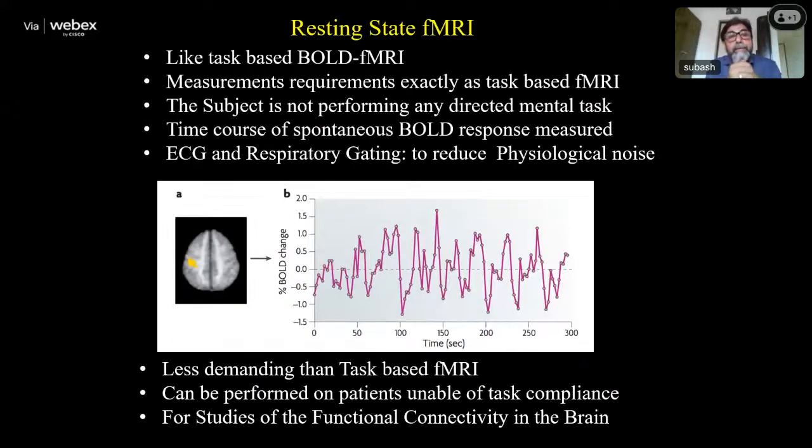So resting state fMRI is like task-based fMRI only, and the measurement requires exactly the same as task-based fMRI. You have to use a gradient echo pulse sequence or the EPI pulse sequence. Actually, it is exactly the same experiment, but the subject is not performing any directed mental task. That is the only difference between task-based fMRI and resting state fMRI. And then you are trying to study the time course of the spontaneous BOLD response measured.